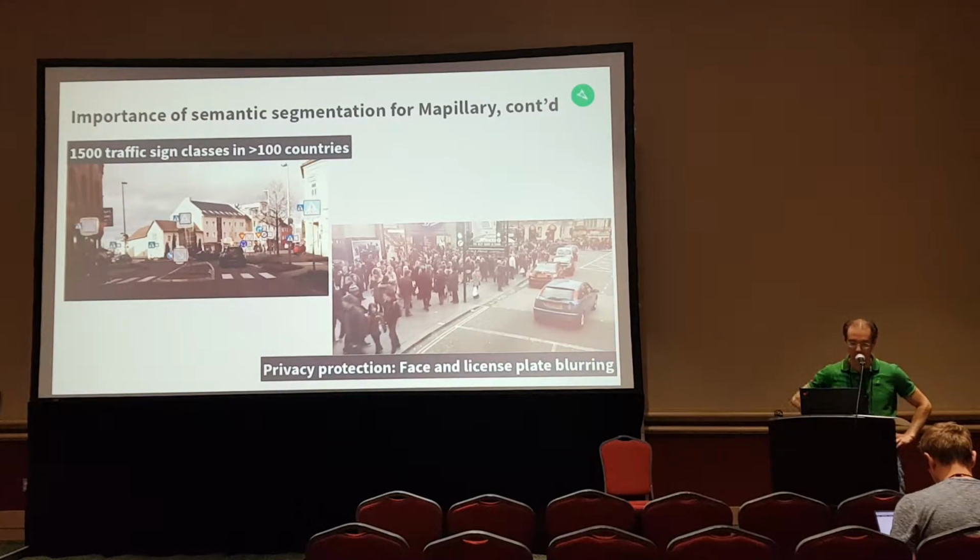The segmentation results have been used to train traffic sign detectors. We have detectors for 1,500 traffic signs, and also for privacy purposes, we can automatically blur faces and license plates.